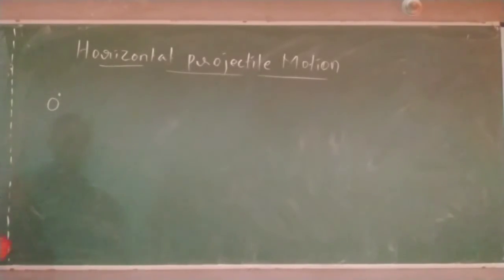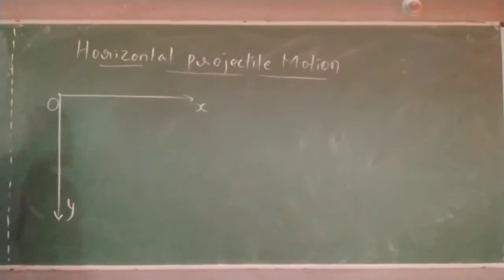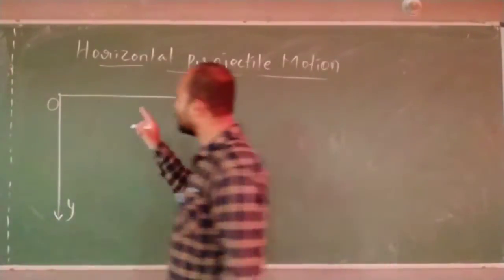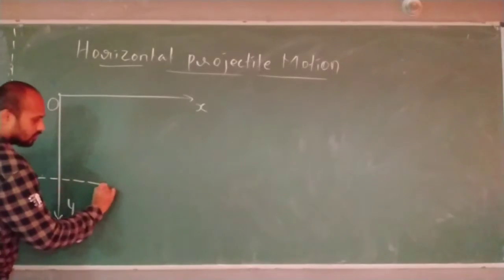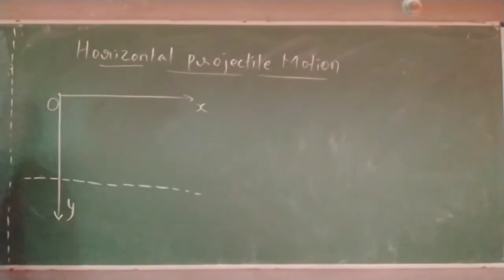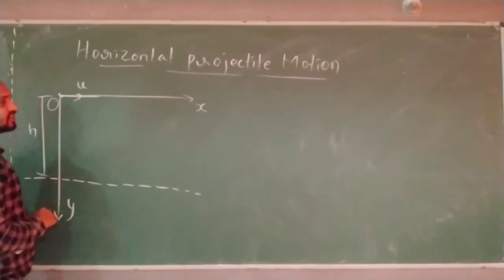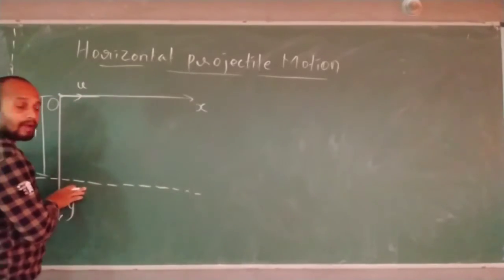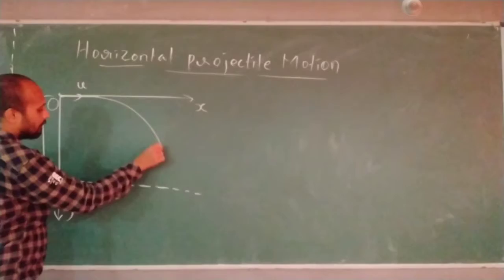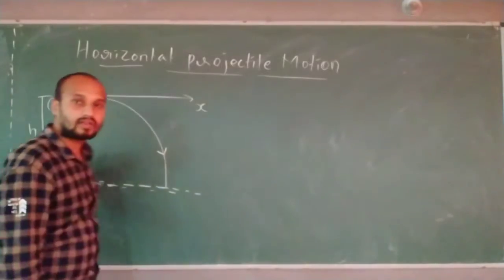Let us take one point O. This is the x-axis, this is the y-axis. Here I am projecting a body. Imagine this is the ground, and this is at height h. If I project a body with initial velocity u horizontally from height h from the ground, what will happen? It will make a path like this and it will fall on the ground. Yes or no?